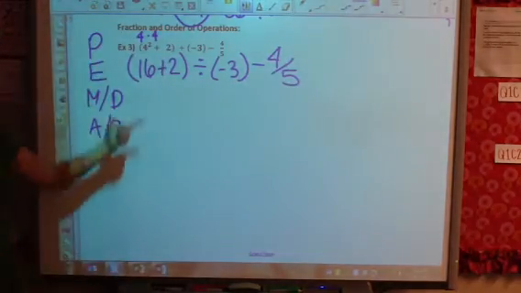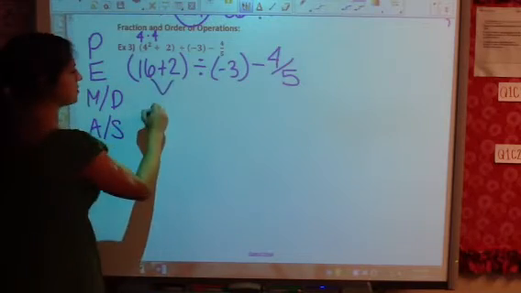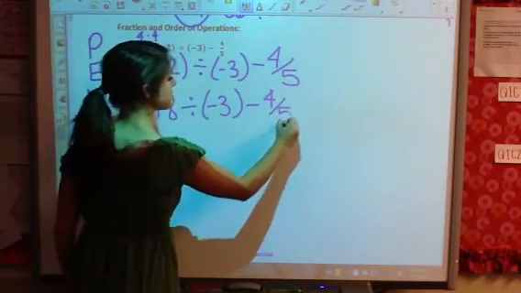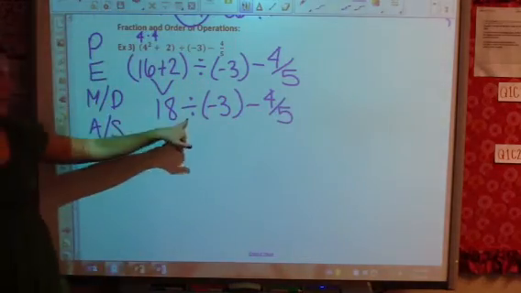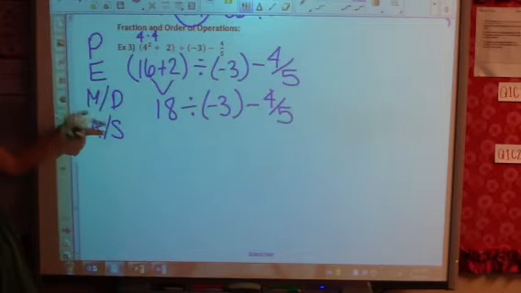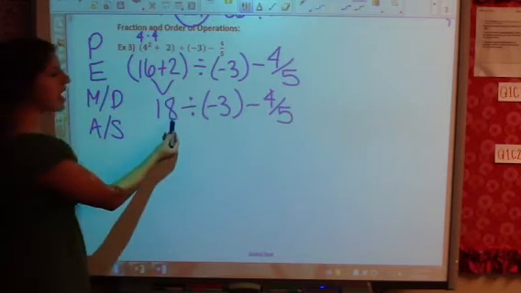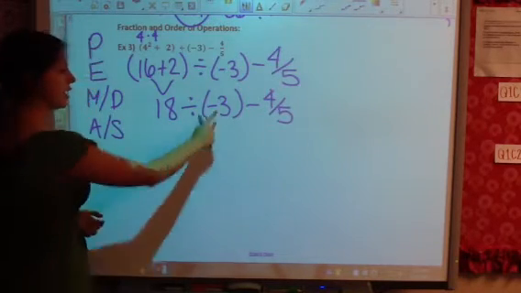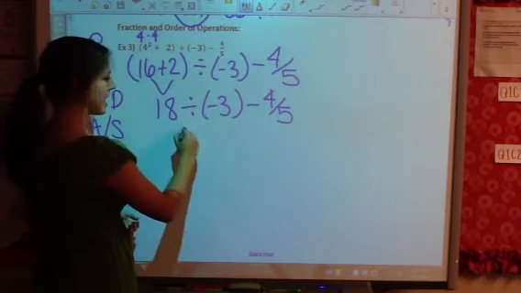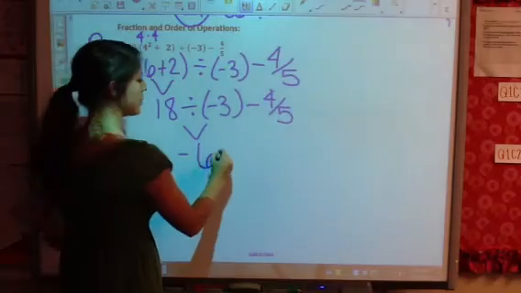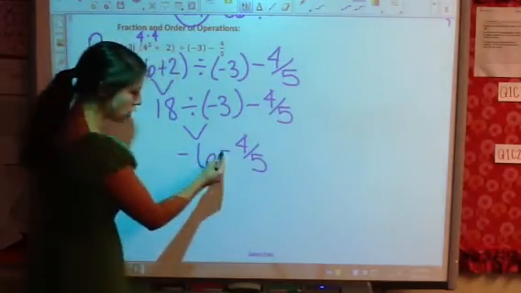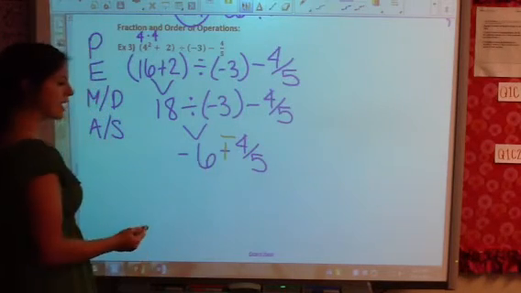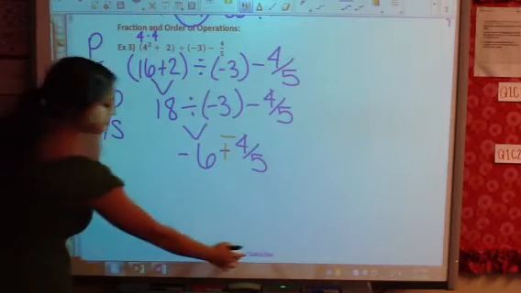Okay, so now I still have my parentheses, so I still need to combine. 16 plus 2 gives me 18 divided by -3 minus 4/5. All right, now I have division and subtraction. Well, division comes before subtraction, so I'm going to do my division first. 18 divided by -3. A happy person talks to a sad person, they both end up sad, okay? And negative divided by positive is going to be negative. So it ends up being -6 minus 4/5. Well, we no longer subtract, so anytime I see subtraction, I'm going to change it to adding the opposite. So now I have -6 plus a -4/5.